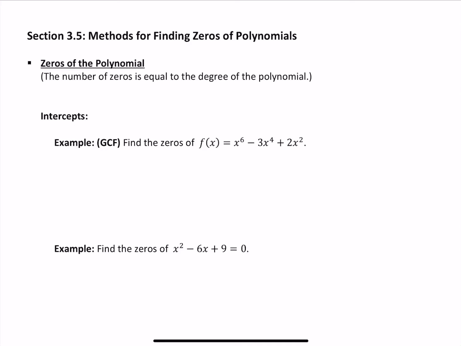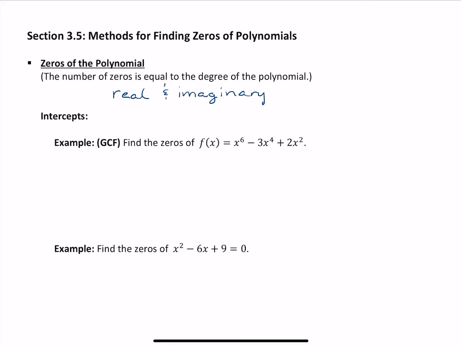Back in section 3.3, we said that a polynomial has at most n x-intercepts, where n is the degree of your polynomial. Well, now if we're talking about zeros, not just x-intercepts, the number of zeros is equal to the degree of the polynomial. So now we're going to be talking about all the real zeros and if there are any imaginary zeros.